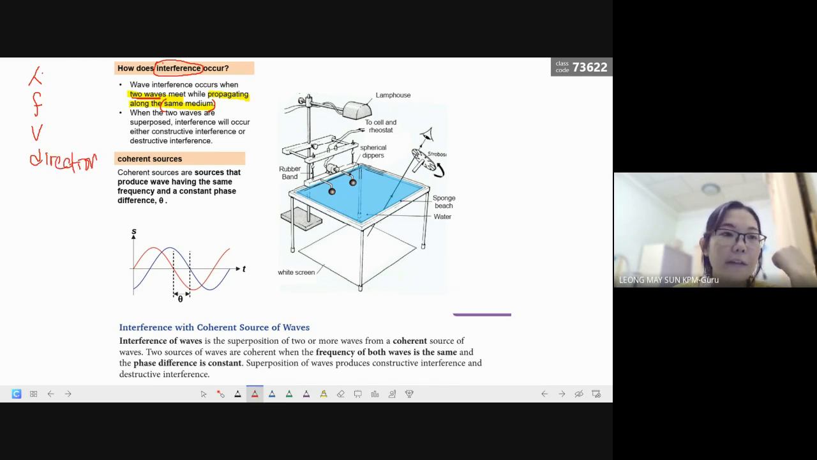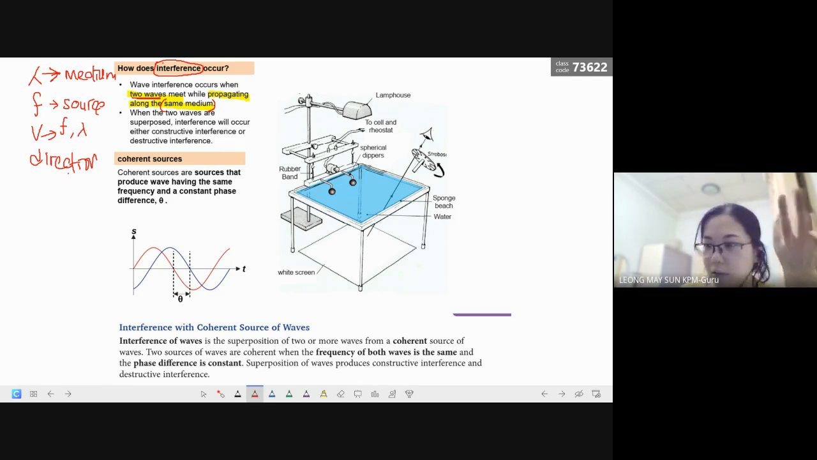Okay, so wavelength is affected by the medium, frequency is affected by the source, wavelength is affected by frequency and wavelength, and direction, obviously all the phenomena will actually cause the direction to change. All right, so here interference says that there are two waves that meet while propagating along the same medium, which means the wavelength is going to be the same.